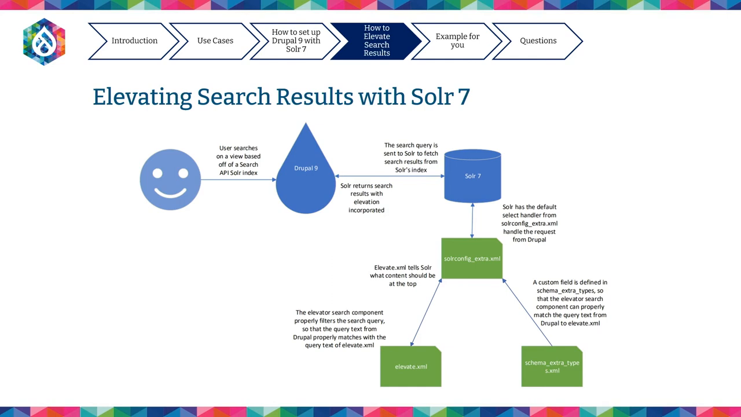Okay, so this diagram is just a high-level overview of what I'll be going over. Basically, how it usually goes is a user searches in Drupal, in a Search API view. Then Drupal sends that query to Solr. Solr has a bunch of configuration files, but I'm only going to go over three of them, in green. These are the three files relevant to getting Elevate to work on your local. After your query goes to Solr, it goes to the default select handler in solrconfig_extra, and then it looks at elevate.xml to elevate the content you want. Then schema_extra_types comes in because it creates a custom field type that analyzes the incoming query text. It sounds complicated right now, but I will elaborate further.